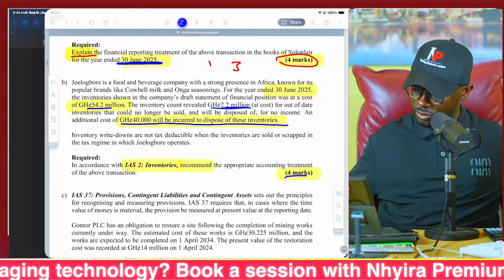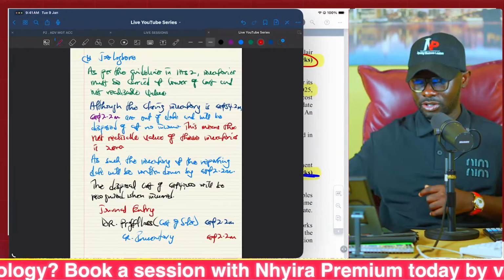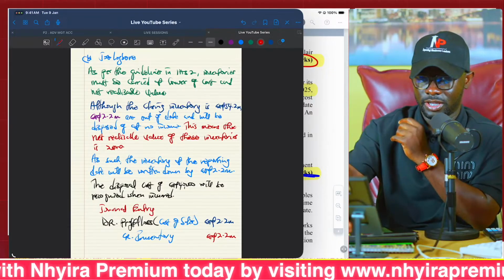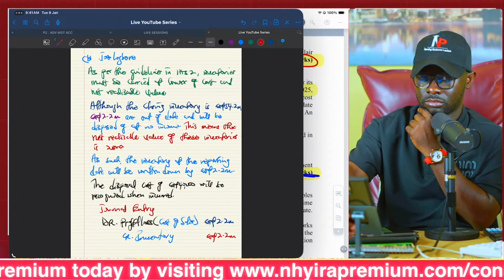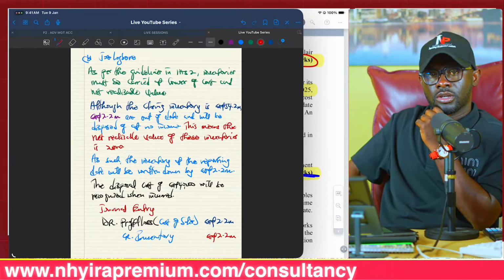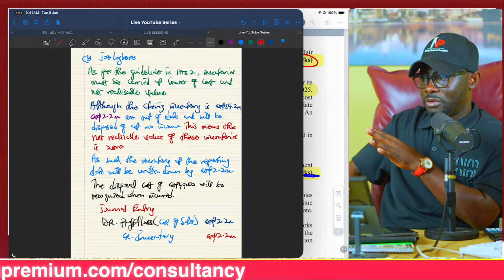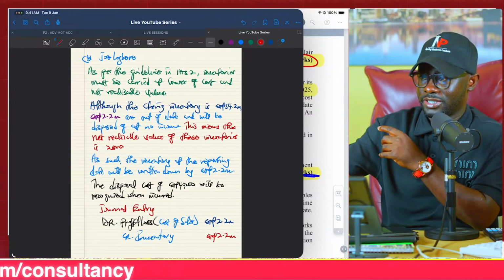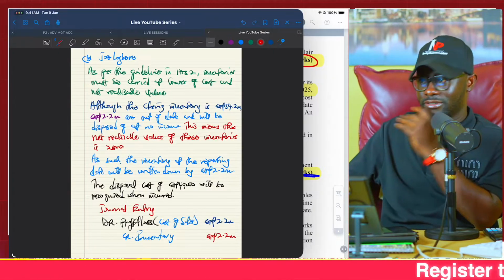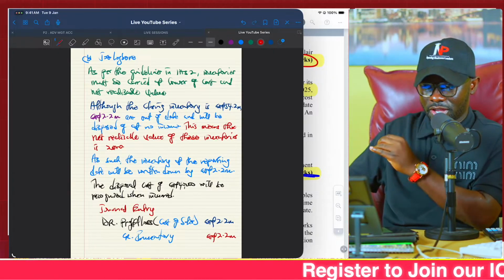B for 4 marks, IAS 2. Very sweet, simple, straight to the point here. Any questions? Everybody good? That is the answer to the question, and we are done here as well. Right? Very sweet, simple, straight to the point.